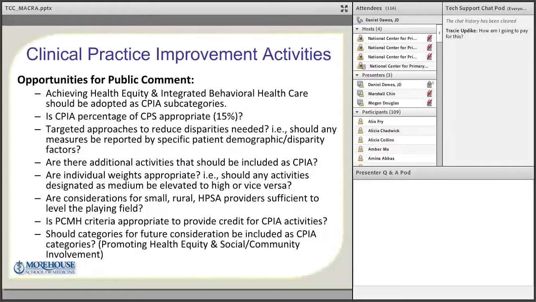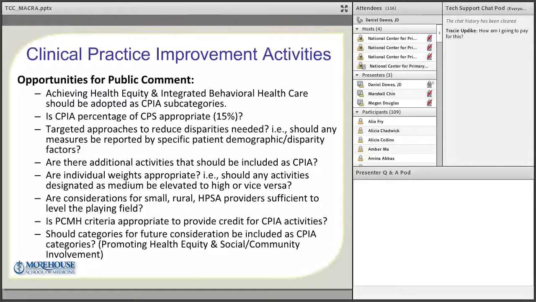So let's move on to the CPIA opportunities for public comment. In all, under this section, we think that it will help us achieve health equity and integrated behavioral health care, and that they should be adopted as CPIA subcategories, not just proposed. Is the CPIA percentage of the composite score appropriate? Is 15% appropriate, even though it is by law? After 2021, we would have an opportunity to ask them to increase that. Should it be, and why?